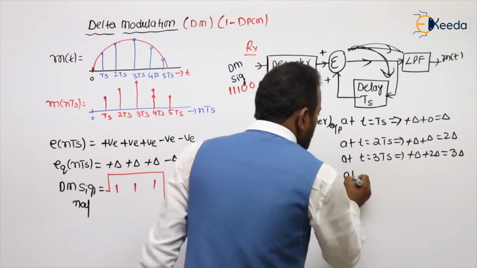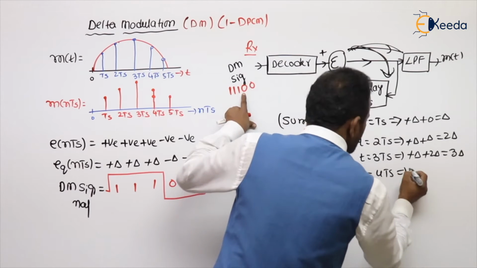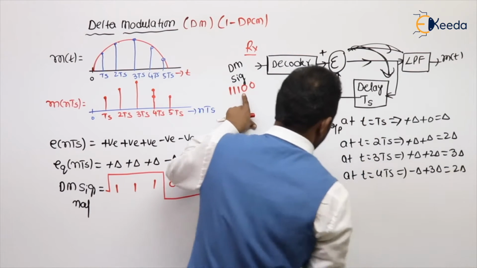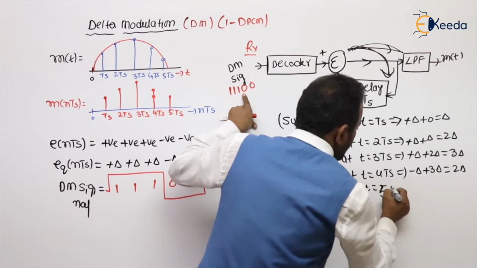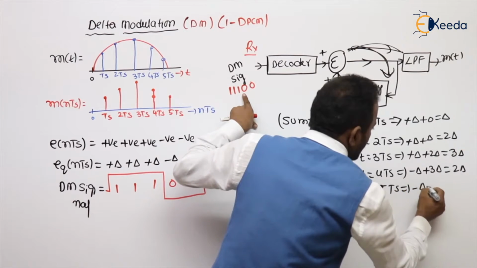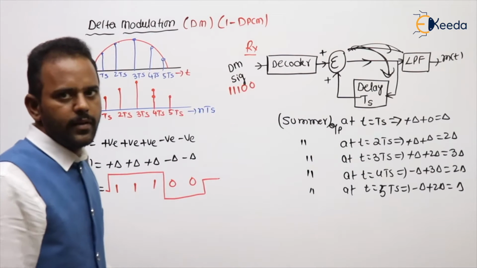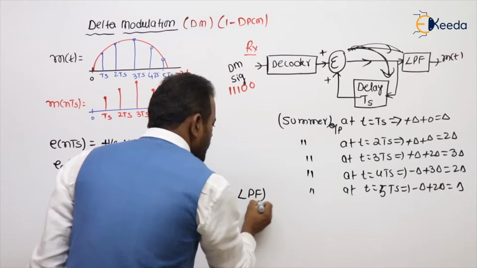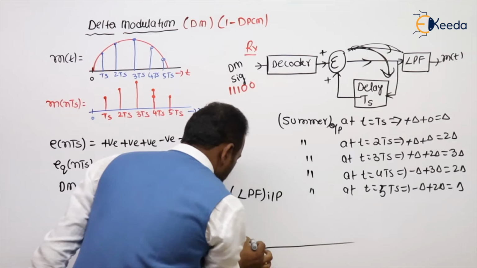What is the summer output at T equal to 4TS? Coming is 0, so minus delta, previously 3, so 2 delta. What is the summer output at T equal to 5TS? Coming is 0, minus delta, previously 2, so delta. So finally, what are the low pass filter inputs? That is nothing but the summer output.